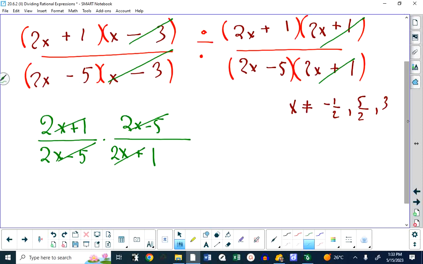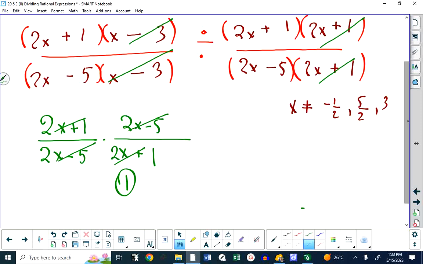So what are we left with? 1, right? Not nothing. We're always left with something. Well, unless you take something, subtract the identical thing, then you're left with nothing. But when you divide, you're left with 1. So the answer is 1, but x is not allowed to be those numbers.